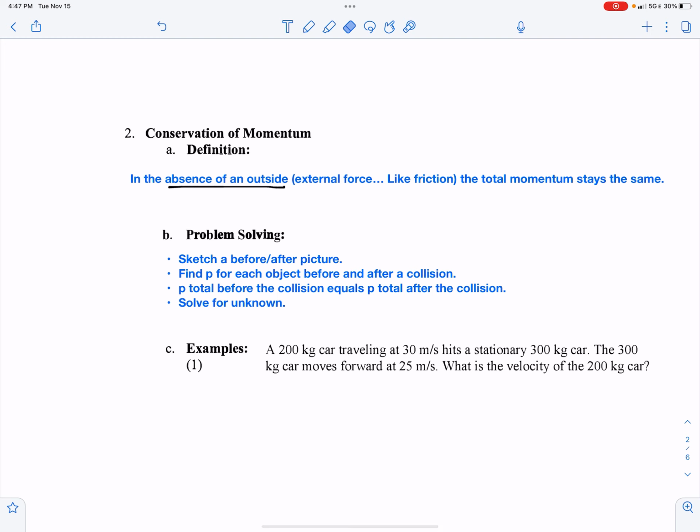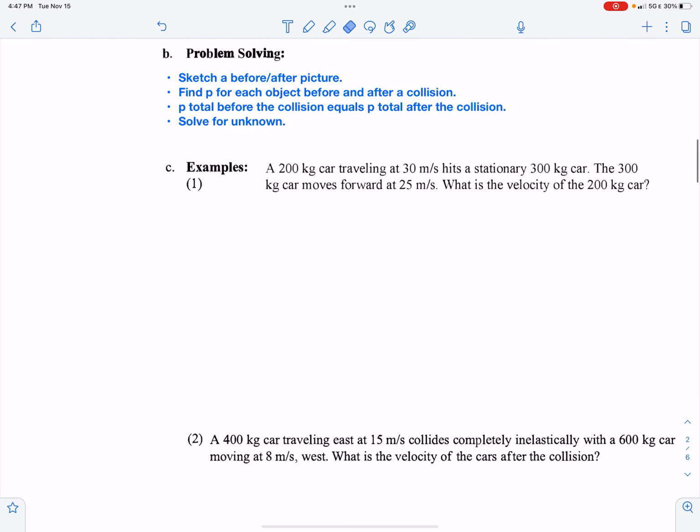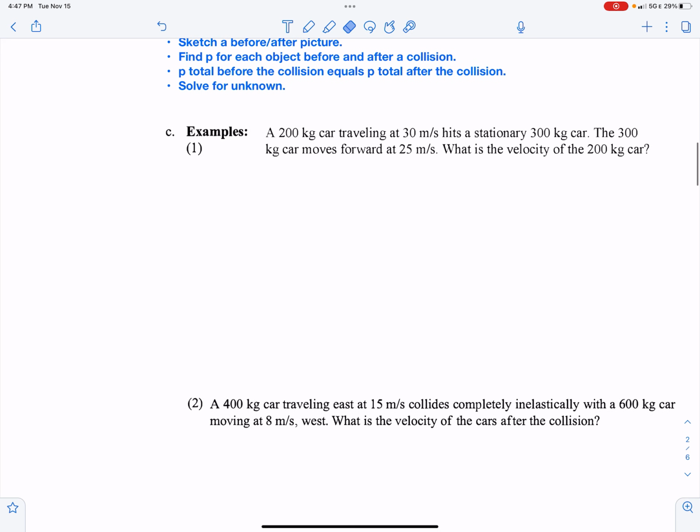Let's go ahead and try to apply this in example number 1. So part C, example number 1. A 200 kilogram car moving at 30 meters per second hits a stationary car of 300 kilograms. The 300 kilogram car moves forward at 25 meters per second. What is the velocity of the 200 kilogram car? Let's again sketch this out into what are called before and after pictures.